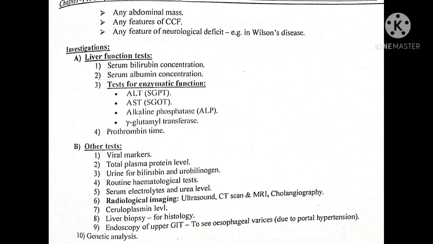Then radiological imaging such as ultrasound, CT scan, MRI, and cholangiography is done. Ceruloplasmin level is checked. Then liver biopsy is done for histology. Endoscopy of the upper gastrointestinal tract is done to see if esophageal varices due to portal hypertension are present or not. Then genetic analysis is done.